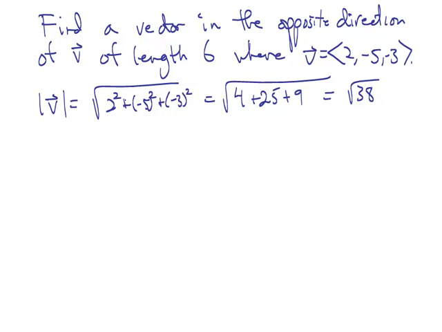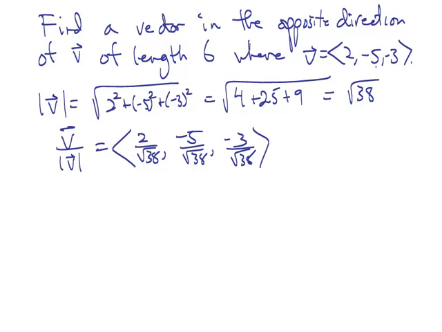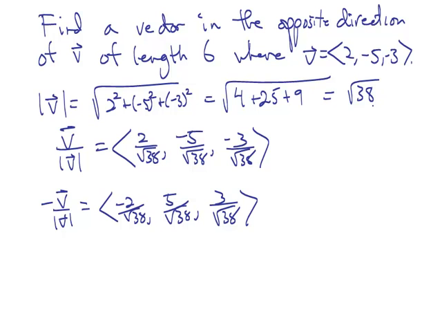Okay, so a unit vector in the direction of v is going to be v divided by its length. It's going to be this vector: 2 over the square root of 38, negative 5 over the square root of 38, negative 3 over the square root of 38. So same direction as v, length 1. We want opposite direction, length 6. So let's turn it around. Now it's opposite direction, length 1. And then finally, let's multiply it by 6. So negative 6 times v over the magnitude of v.